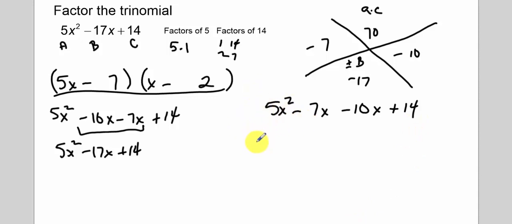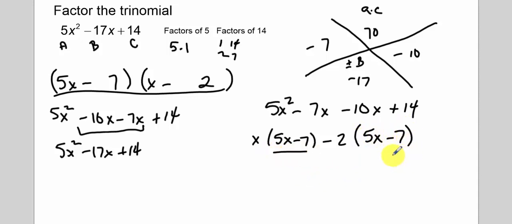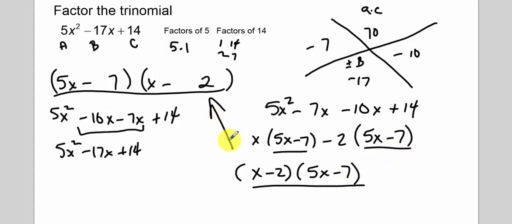So in this case, I pull out an x, and I'm left with 5x minus 7. In this term, I pull out a negative 2, and I'm left with 5x minus 7. Notice the 5x minus 7 is a common term. So I have x minus 2 and the common term of 5x minus 7. And you'll notice the two factorings are the same. Again, use whatever way you're comfortable with.